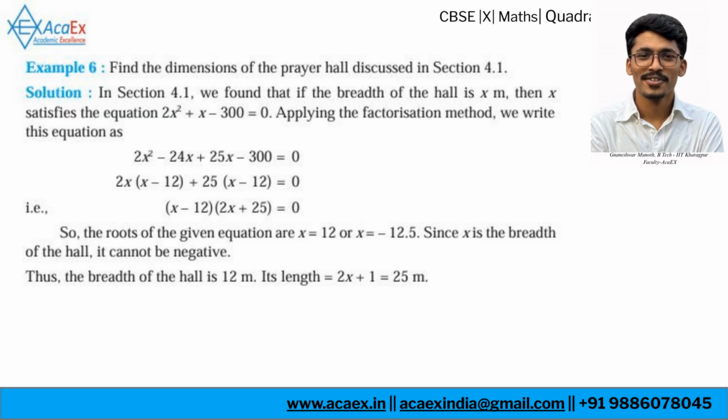Solution: we split the middle term plus x into minus 24x plus 25x. The equation factors into (x minus 12) times (2x plus 25) equals 0. The roots are x equals 12 or x equals negative 12.5. Since x represents the breadth of the hall, it cannot be negative. Thus, the breadth is 12 meters and the length is 2x plus 1, which is 25 meters.